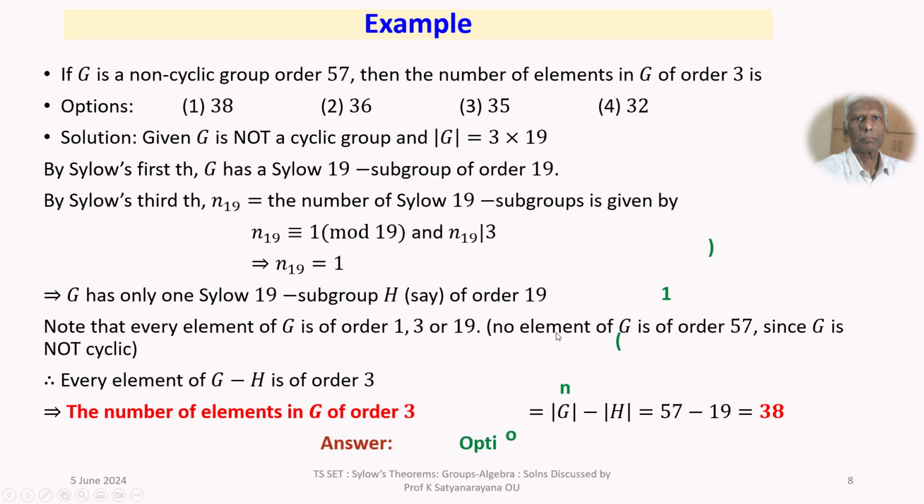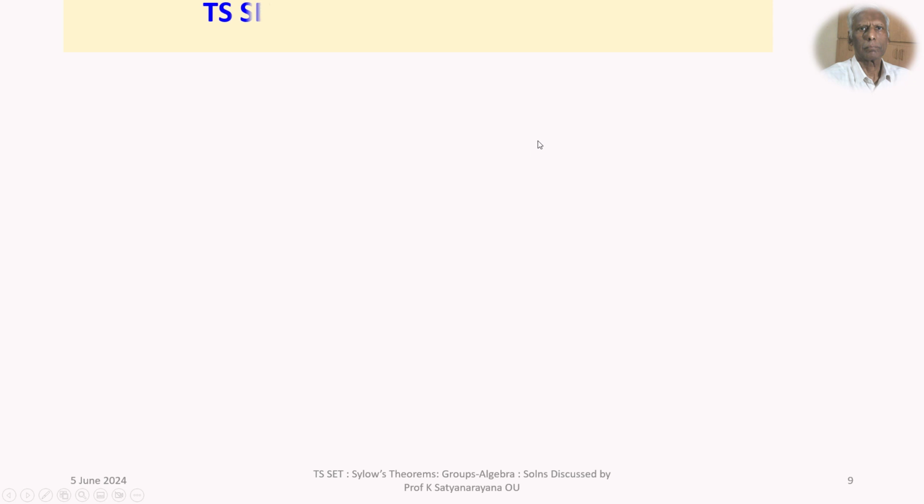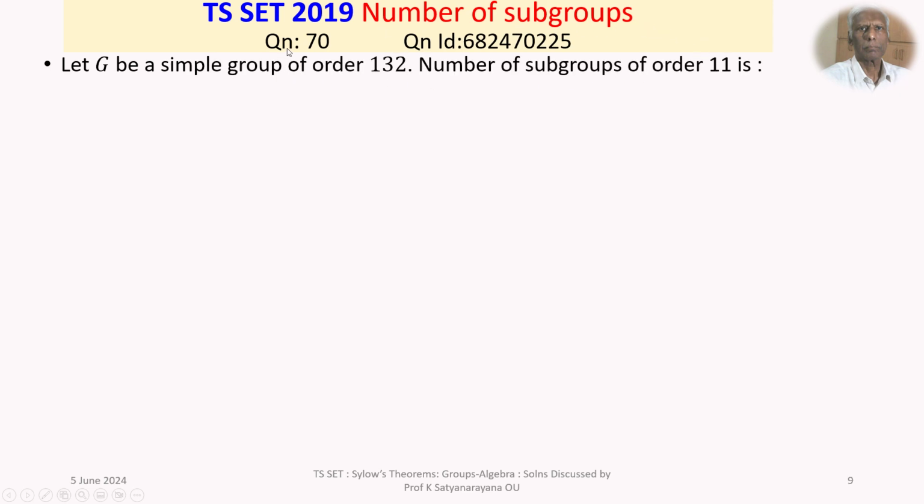Right. So let's now move to the next question. What is that question? This is the question that has appeared in the TS SET 2019 examination. It's about the number of subgroups, and this question number is 70. The question ID is given here. Let G be a simple group of order 132. The number of subgroups of order 11 is, we are given 4 options.